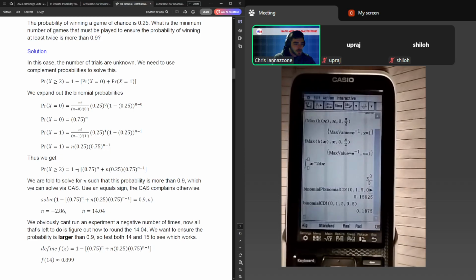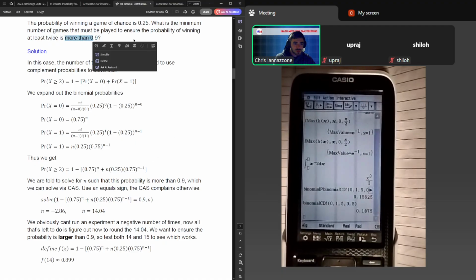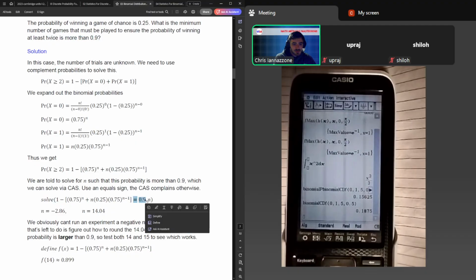Now from here, we want this thing to be greater than 0.9, and so all we're going to do is chuck that into a solve. If you're looking at this and thinking you have to do it by hand, no, it's fine. This is a CAS. Now, here's the thing. The CAS will complain if you don't use an equal sign. It'll just flat out not give you what you want. So even though, yes, we do want more than 0.9, we're putting an equal sign because of a CAS limitation, not a mathematical reason.